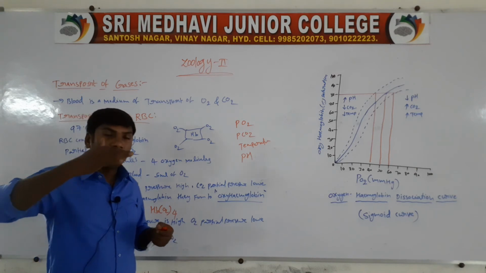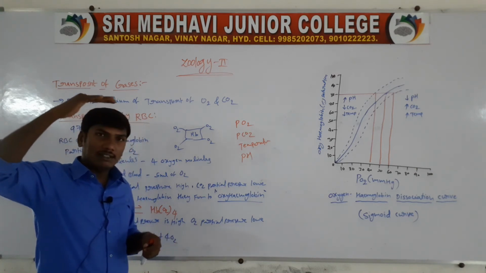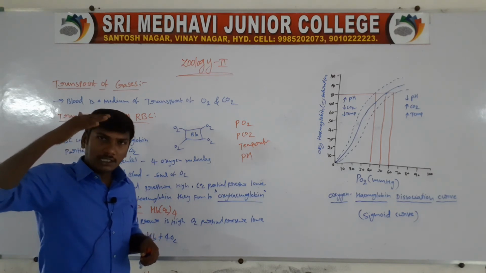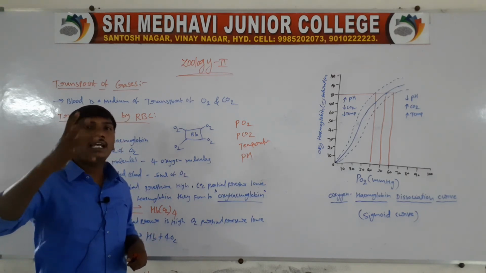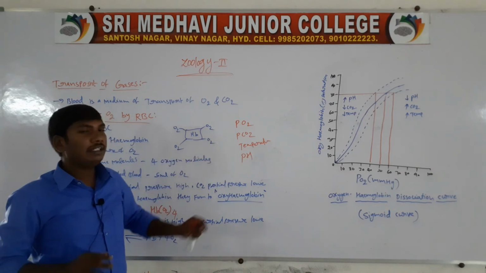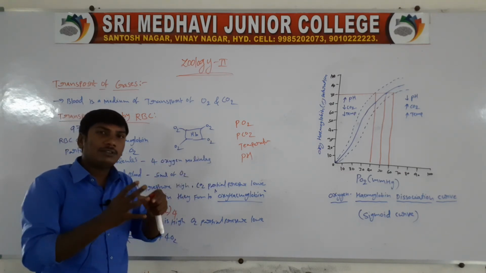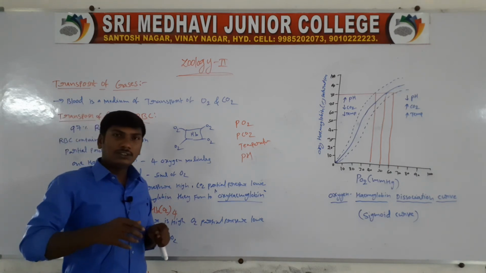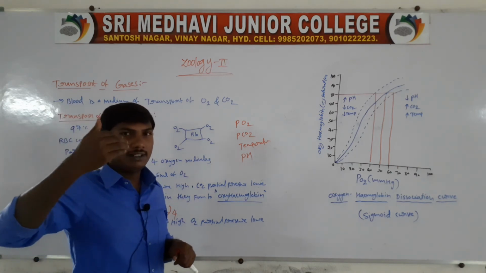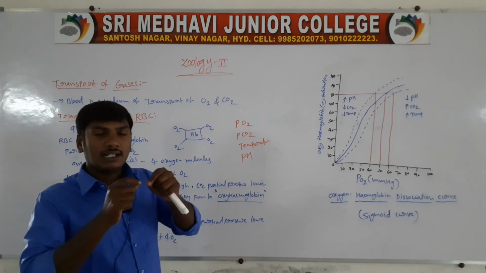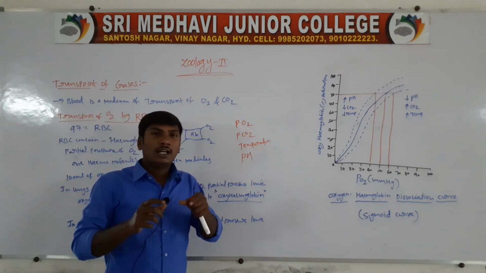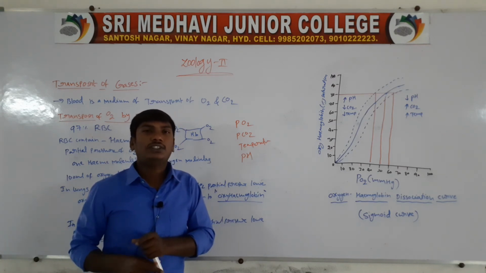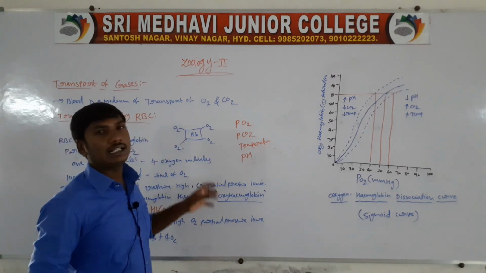In the lungs, CO2 levels decrease, the temperature also decreases, and only pH increases. At that time, the oxygen binds to hemoglobin, forming oxyhemoglobin, which is transported to the tissues. In the tissues, the CO2 level is high, O2 level is low. At that time, the oxyhemoglobin dissociates into oxygen and hemoglobin. So, this is the transport of the gases.